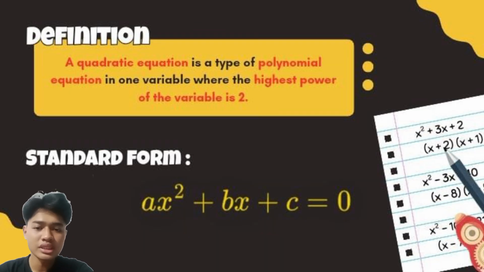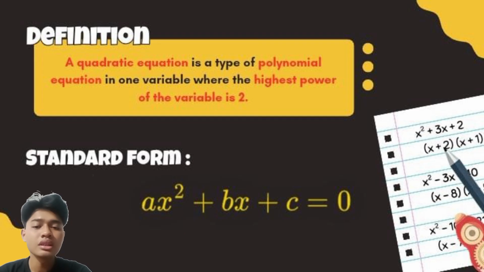A quadratic equation is a type of polynomial equation in one variable where the highest power of the variable is 2. So here's the point. When we have an equation and we can see that the highest power of the variable is 2, we can call it a quadratic equation. The standard form of a quadratic equation is ax squared plus bx plus c equal to 0.